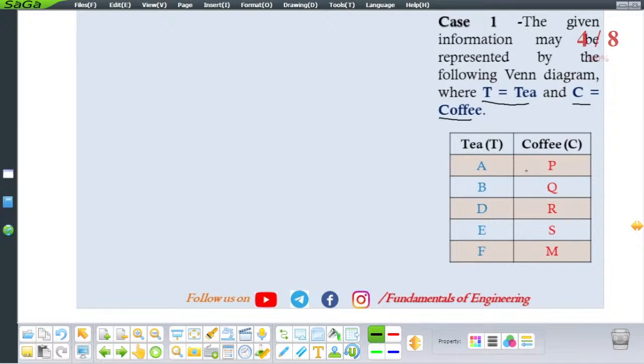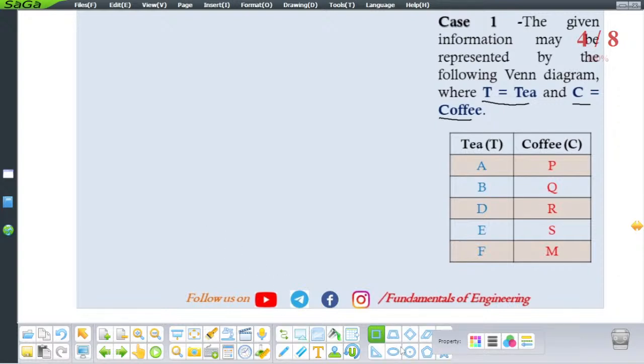So there is no similarity between these two groups of people, or the random samples we selected. These are the persons A, B, D, E and F, who like only tea, and P, Q, R, S and M, who like only to drink coffee. So how to represent that?